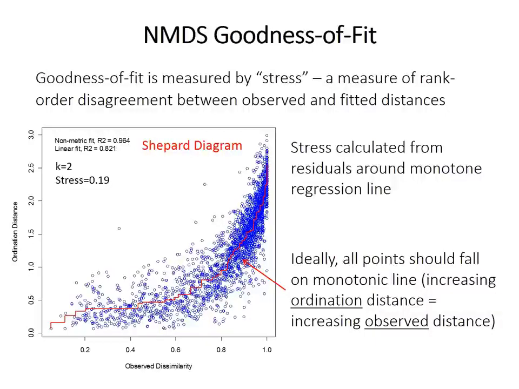So if the fit was perfect, there would be a perfect rank order correlation between the two, so that the points would fall along a continuously increasing or a monotonic line. So monotonic just means that the values either only increase or only decrease. And so the stress is calculated from the residuals of the points, the blue dots, around that monotone regression line, which is the red line.